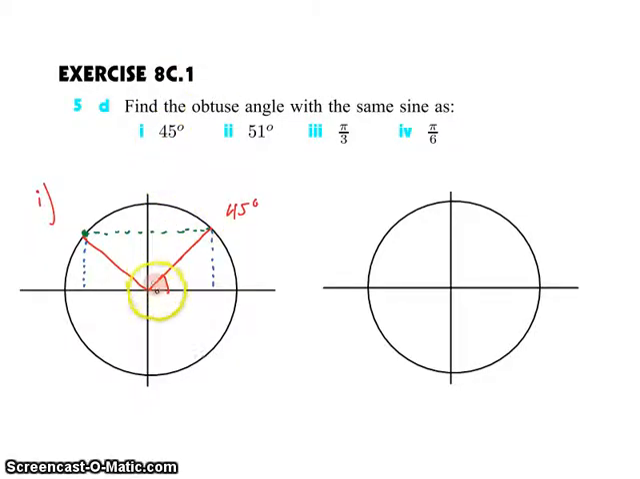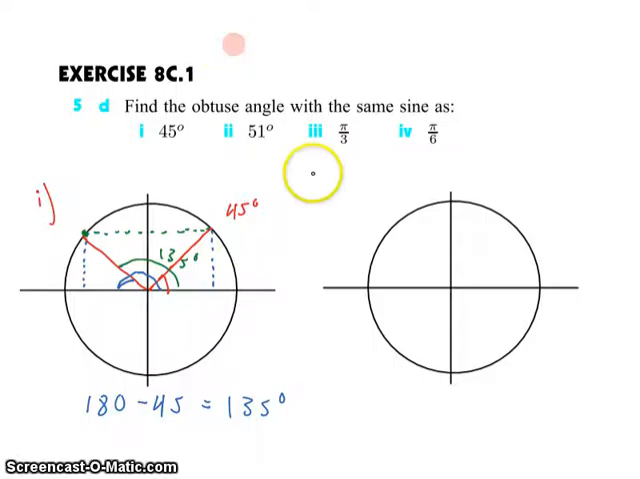So what we want to do is find that angle. Well, this angle is 180 degrees and then go back 45. So this unknown angle is 180 degrees, go back 45 degrees, and that gives us 135 degrees. So this angle is 135 degrees.